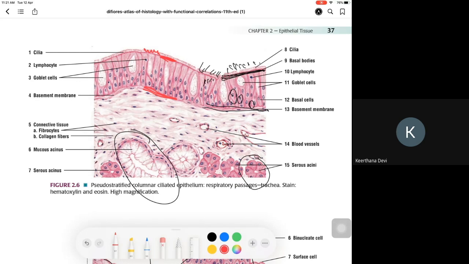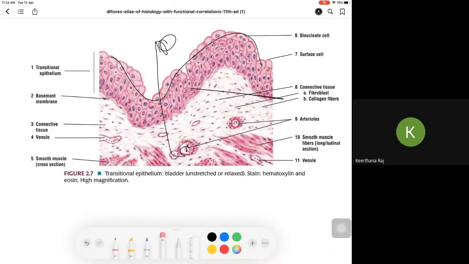You can see this cell is connected with the basement membrane, this cell is connected with the basement membrane, these cells are connected, all the cells are connected with the basement membrane. That's why it is called pseudostratified. It's a transitional epithelium from the bladder, unstretched or relaxed.